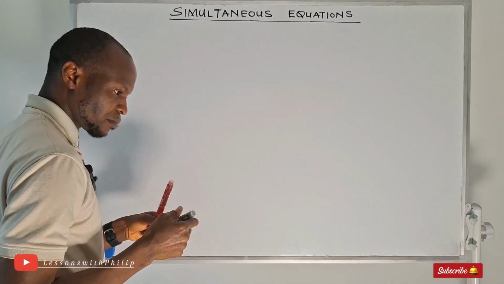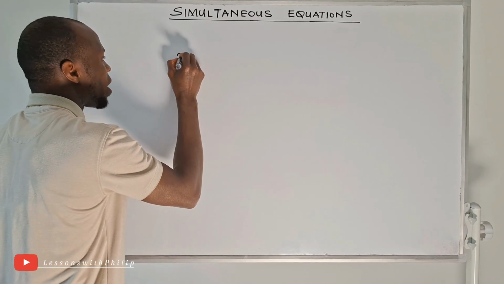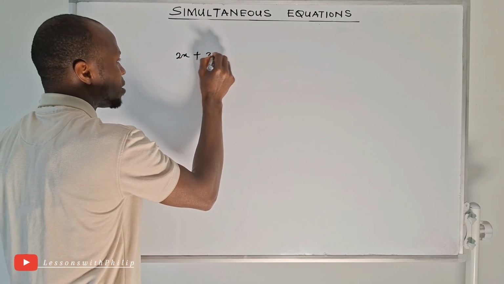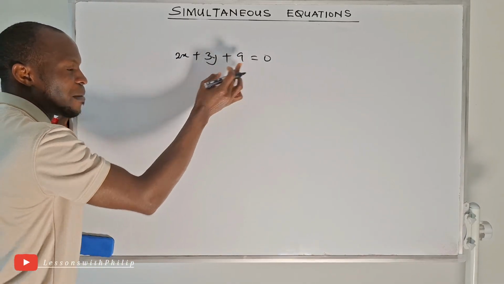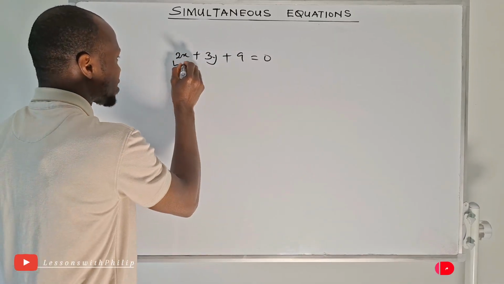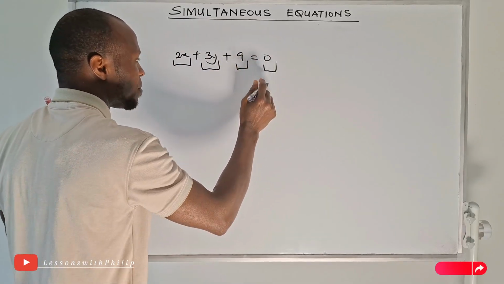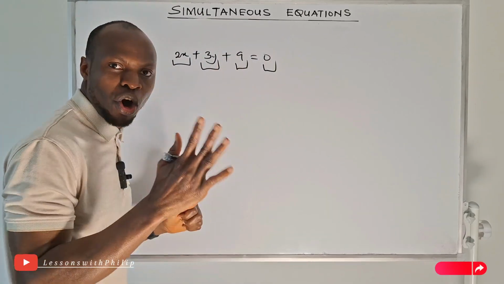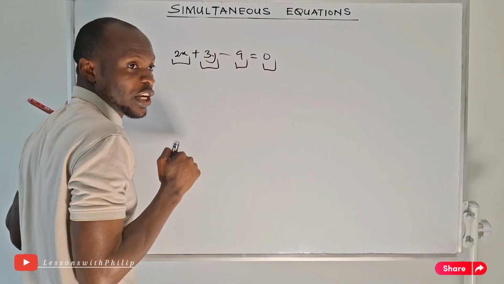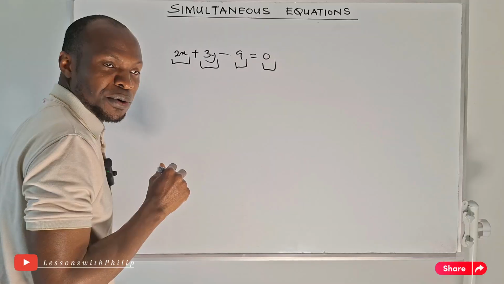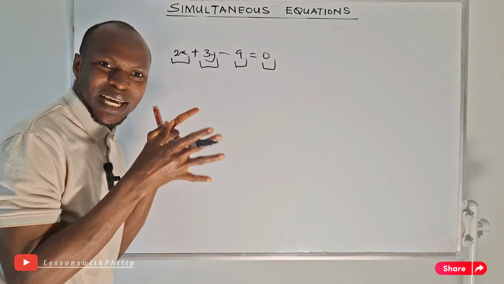Okay, now we have explained when we have 2x plus 3y plus 9 equals 0, each of them is known as a term. 2x is a term, 3y is a term, 9 is a term, 0 is a term. They are joined together by what we call operators. Let's say this is minus, for example. This minus is an operator, plus is an operator. Each of them is known as a term in an equation.